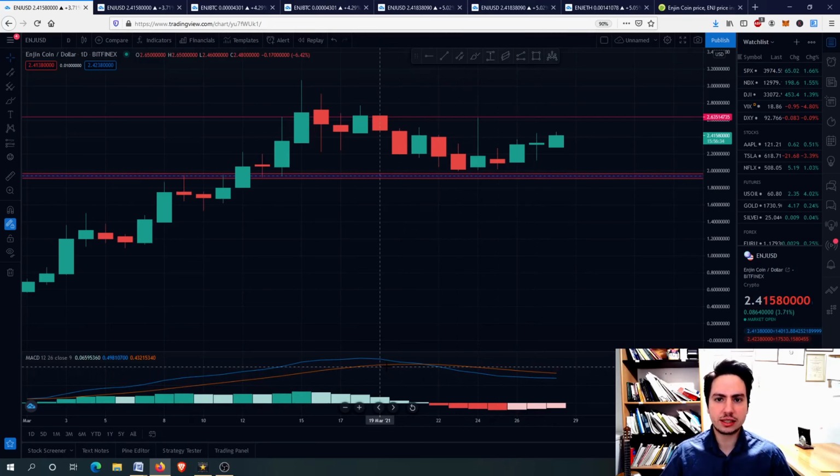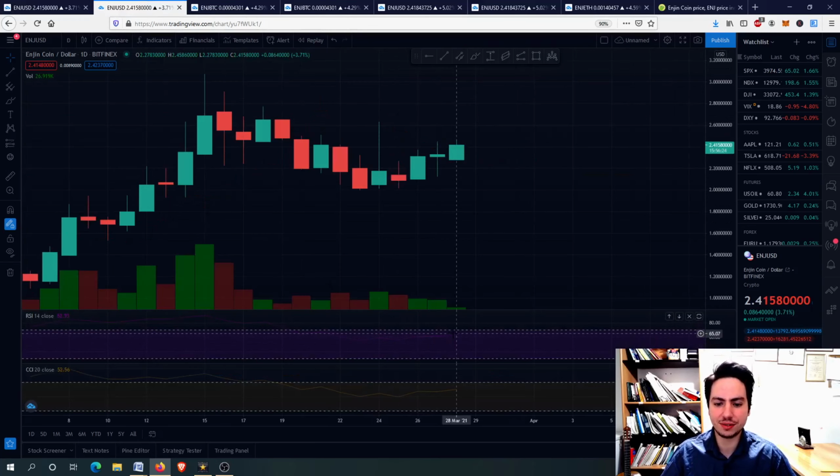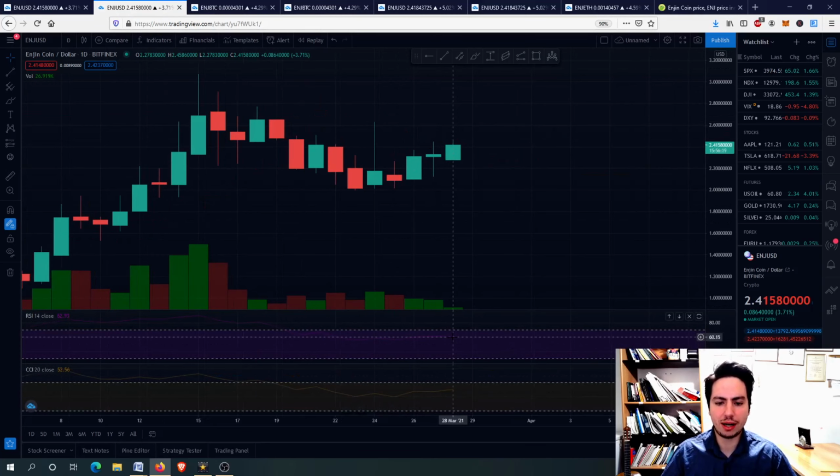The real risk will be the ENJIN coin when we discuss ENJIN coin against Bitcoin and Ethereum. Soon, guys, soon, just be patient. So here the relative strength index and the commodity channel index, nothing to worry about. We are between those lines. There is not a risk involved.